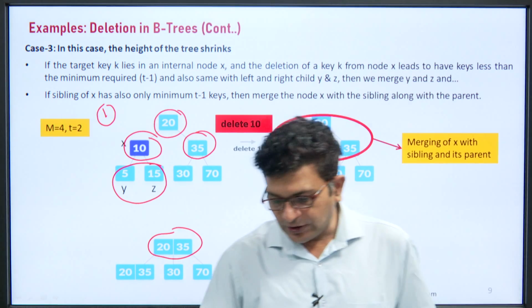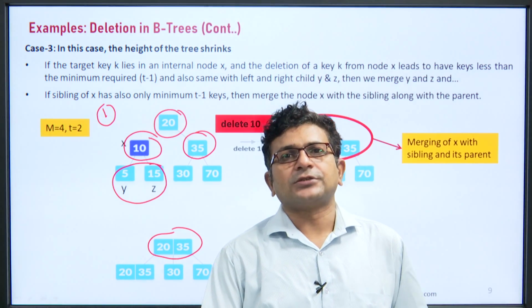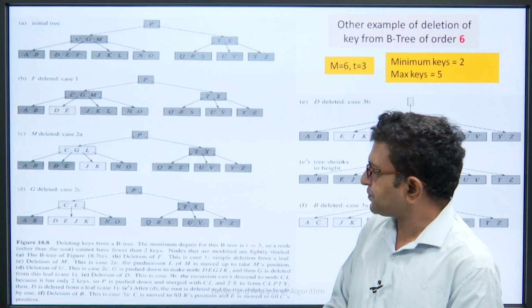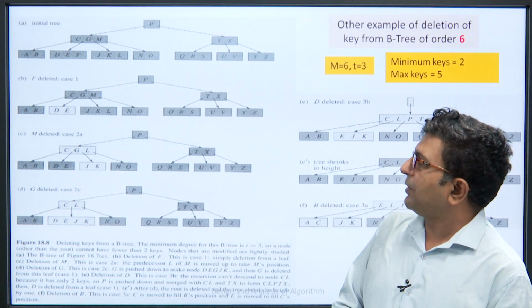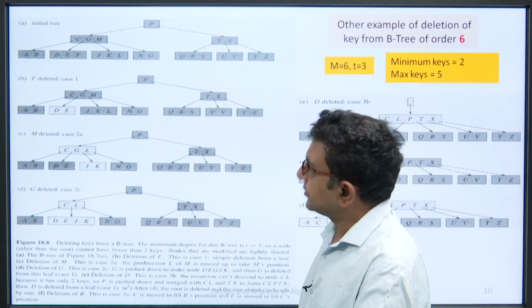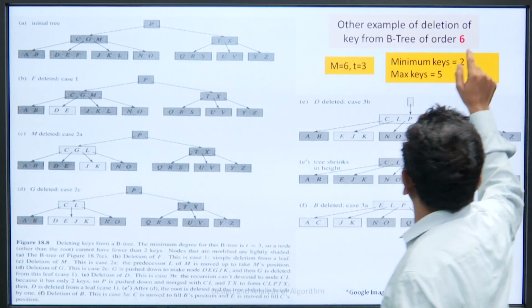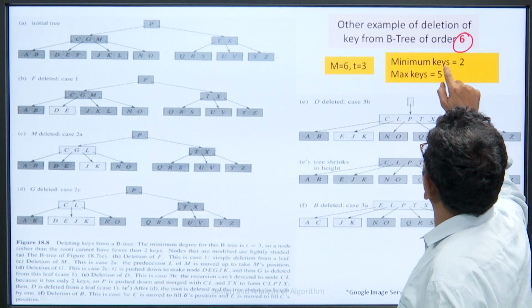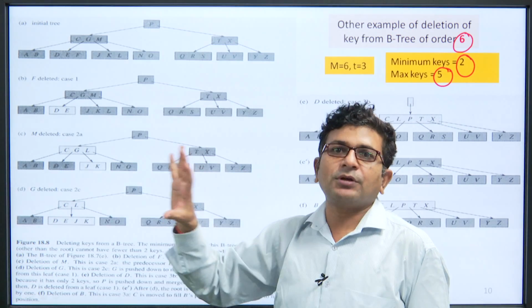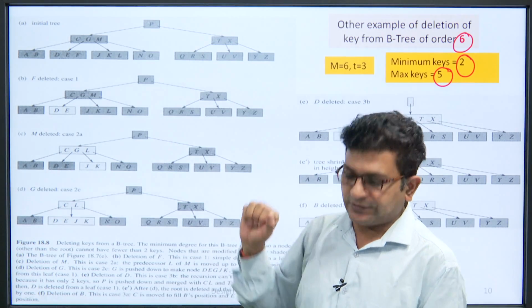So, this is how we can perform delete operations for all these 3 cases. Now, this is a combined example, where we will see all the different cases. This is a B tree of order 6. So, how many maximum keys? 5, and minimum keys 2. So, each node should have a minimum of 2 keys and a maximum of 5 keys.